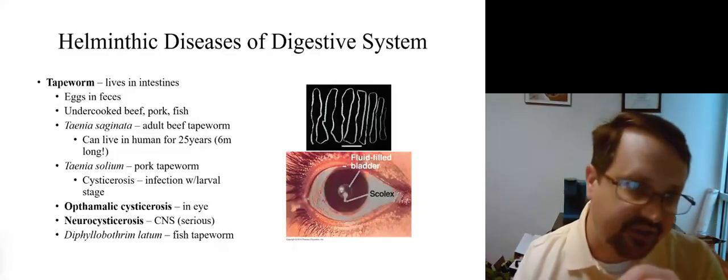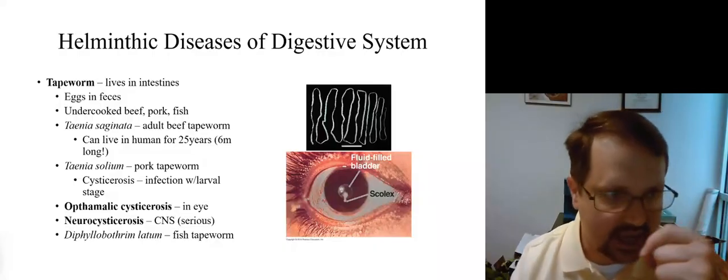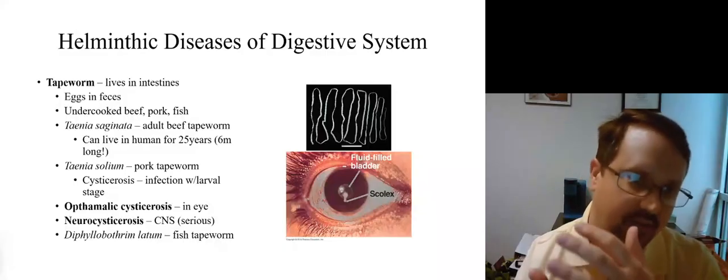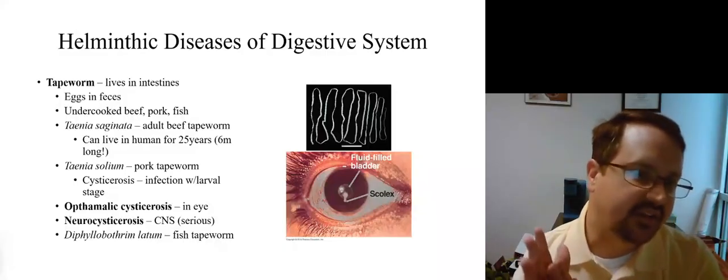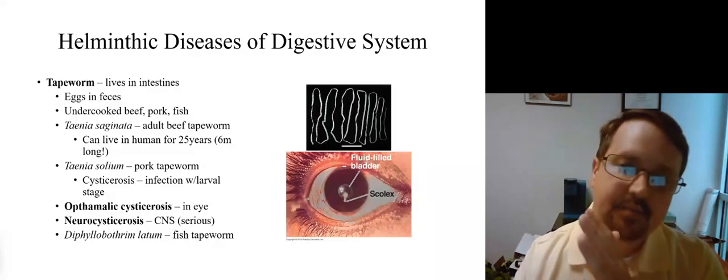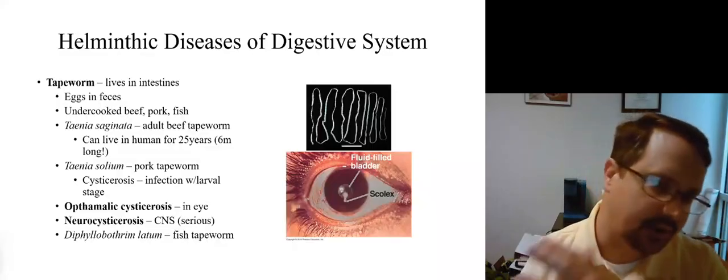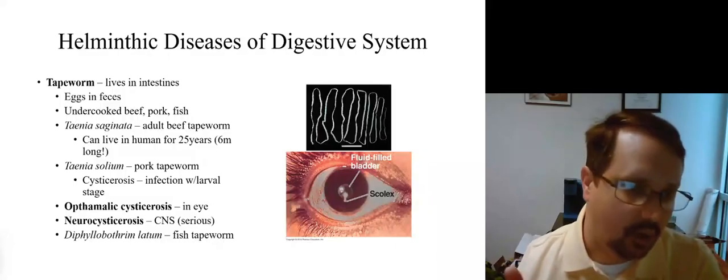The eggs go to the feces, so you will see the little football-shaped eggs in the fecal sample. Taenia saginata, that's the beef tapeworm. They can live 25 years and get 6 meters long. 6 meters, I mean, a person is around 2 meters. That's pretty tall, that's a pretty decent person. Taenia solium, that's your solium.